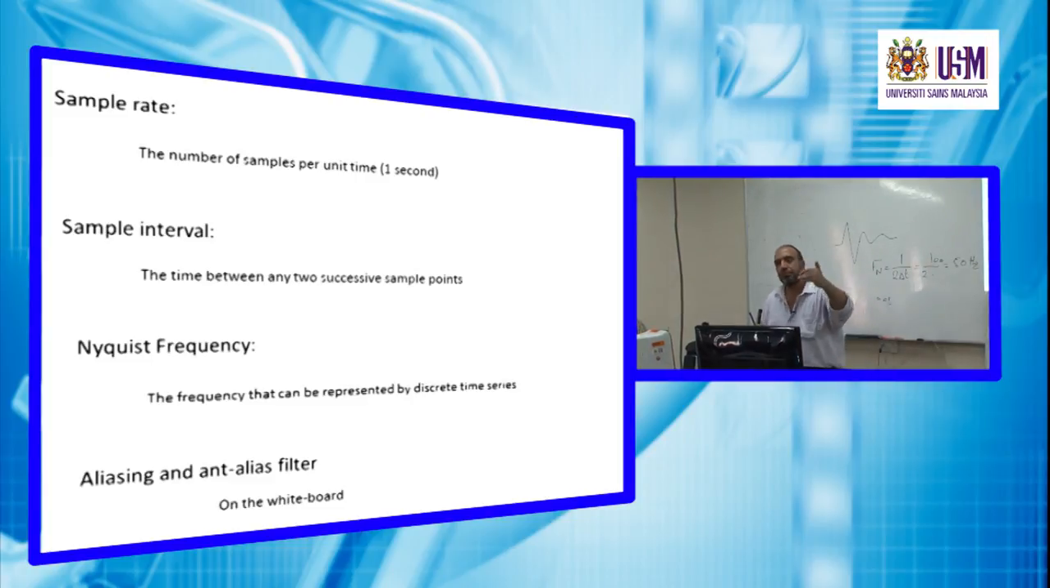So what if my signal, the Earth's waveform, does not end at 50 hertz? It may reach hundreds of hertz. Okay? What happens to frequencies greater than 50 hertz? What happens? It will misrepresent them. They will not be represented in good condition, causing the so-called aliasing.